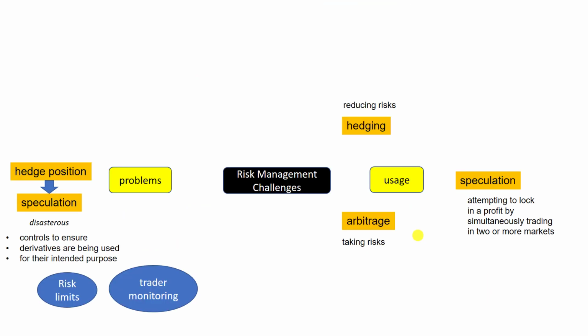Okay, and last thing, there can be risk management challenges. I mentioned that I started the presentation with these different motivations behind using derivatives or stepping onto the market to use different assets. The problem is that sometimes we can confuse our positions. So sometimes it can happen that we think we are hedging and practically we are speculating. Mostly if we are mispricing an asset, and it can be highly disastrous. So banks are trying to avoid this by creating risk limits, by creating trader monitoring, and then they are implementing several controls to ensure that derivatives are being used for their intended purposes.